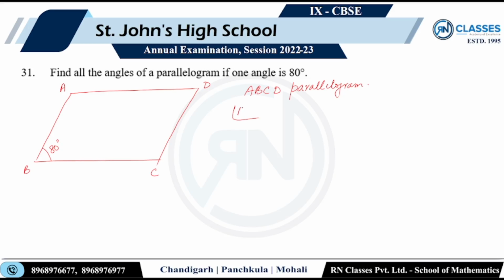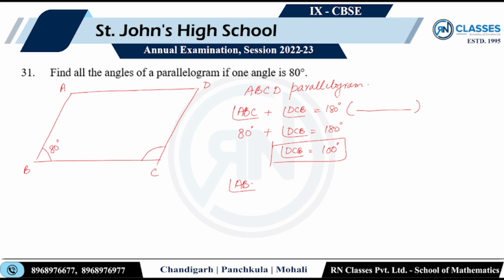एंगल ABC प्लस एंगल DCB is equal to 180. Adjacent angle sum is 180 degree. This is given to be 80 degree, so I can say that DCB की वैल्यू क्या आ जाएगी मेरे पास? 100 डिग्री. राइट, द फर्स्ट वन इज डन. ये मेरे पास 100 आ चुका.